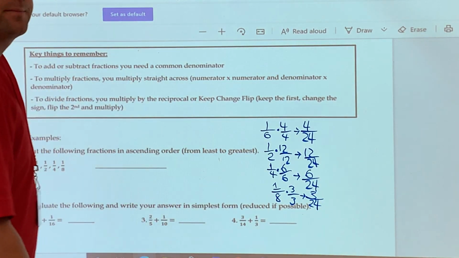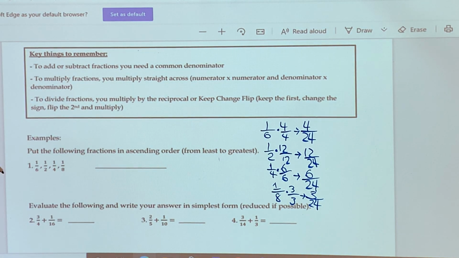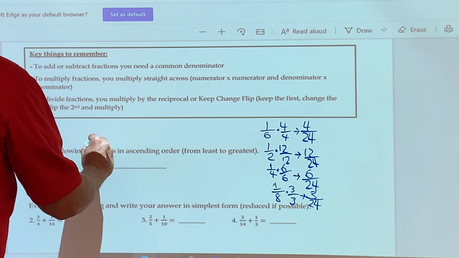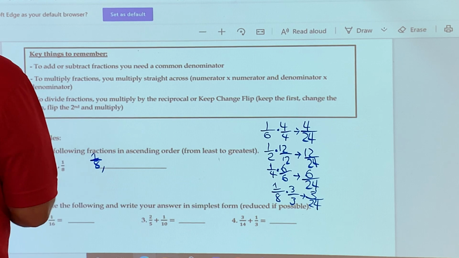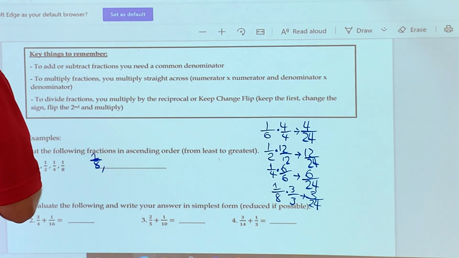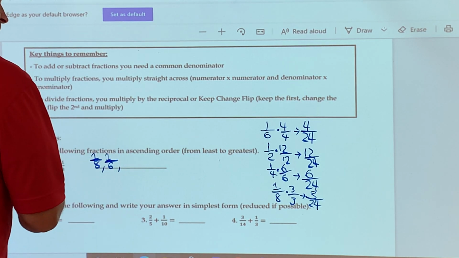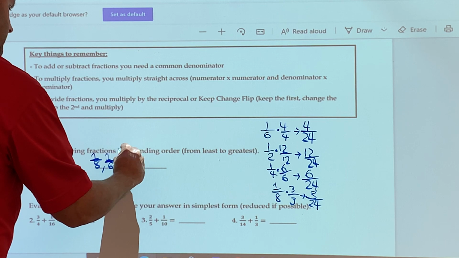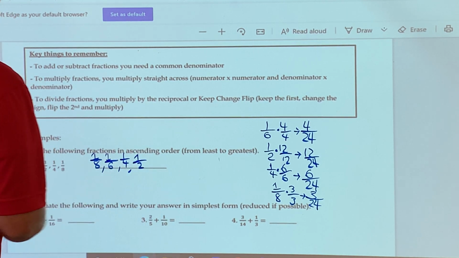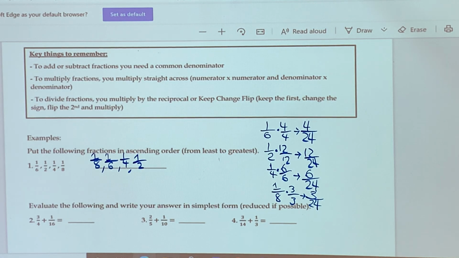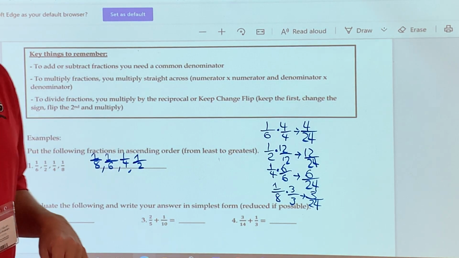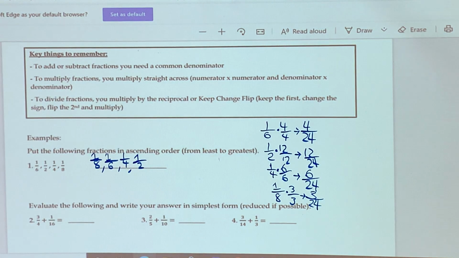Since they all have the same denominator, we can now tell which is the smallest and which is the largest fraction just by looking at the numerator. So our final answer would be 1/8, then 1/6, then 1/4, and then 1/2. I'm going to give you a second to look at that while I scroll up on my computer to go over the next part.